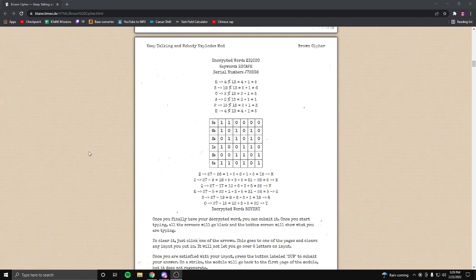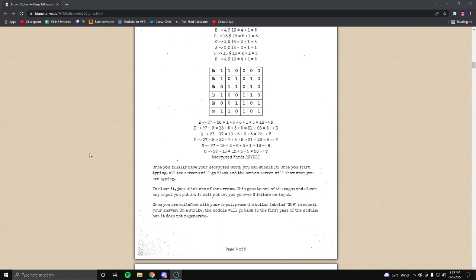S goes into 27 minus 19 equals 8 plus 6 plus 3 plus 1 equals 18, which goes into R. O goes into 27 minus 15 equals 12 plus 3 plus 5 equals 20, which goes into T. Decrypted word: revert. Once you finally have your decrypted word, you can submit it.